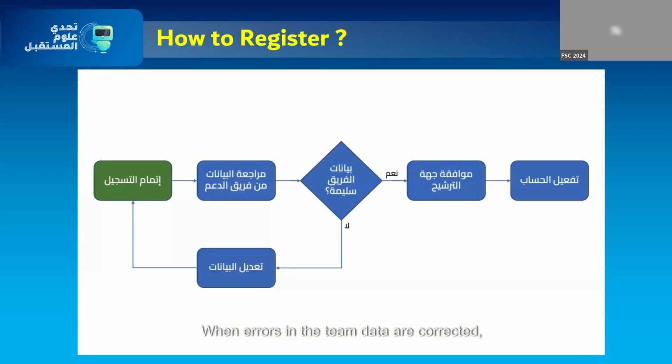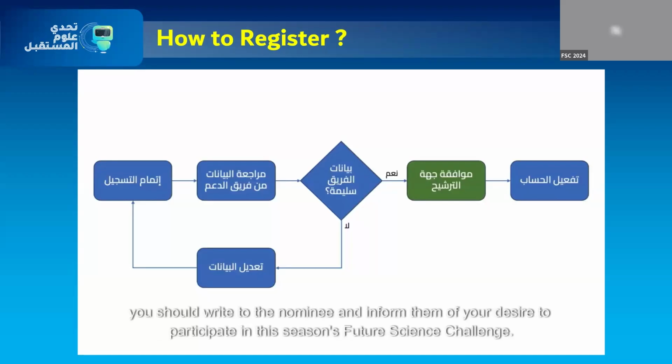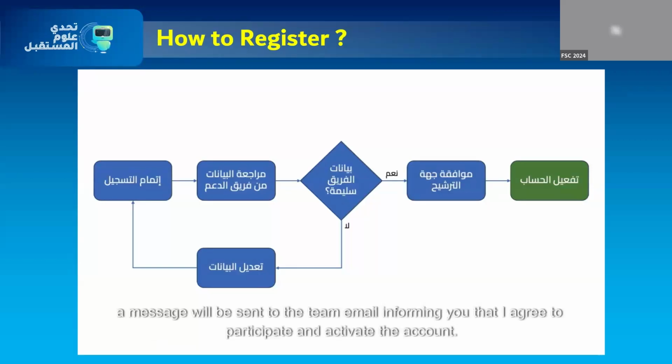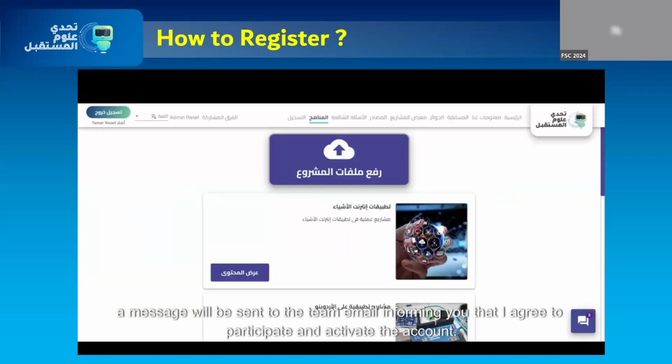When errors in the team data are corrected, your team will be ready to be nominated by the team nominee. In that case, you should write to the nominee and inform them of your desire to participate in this season's Future Science Challenge. The nominee's confirmation will validate your participation. When I confirm my participation, a message will be sent to the team email informing you that I agree to participate and activate the account.